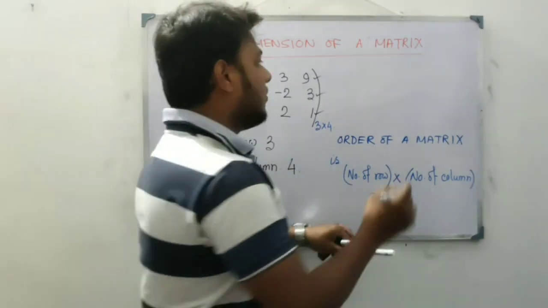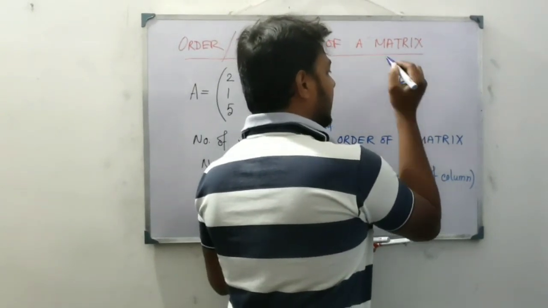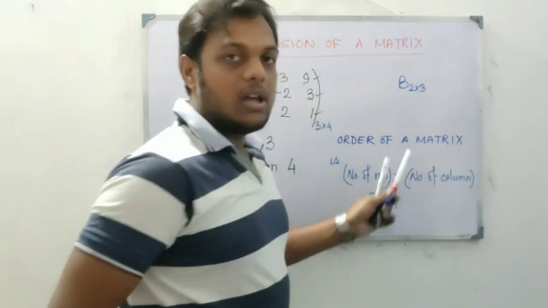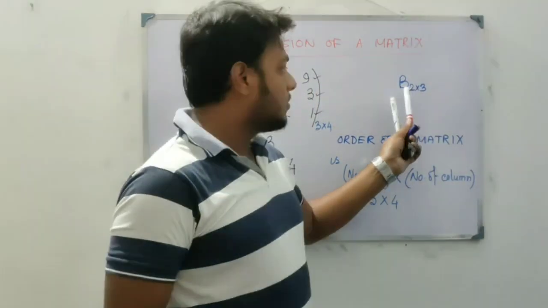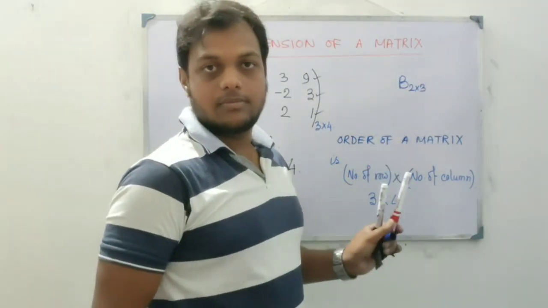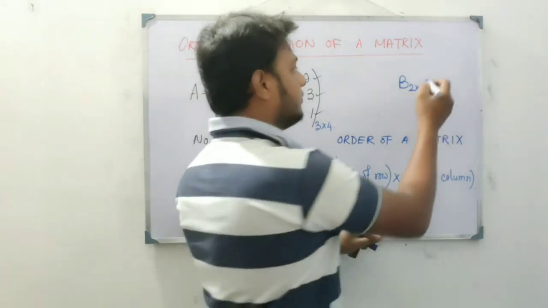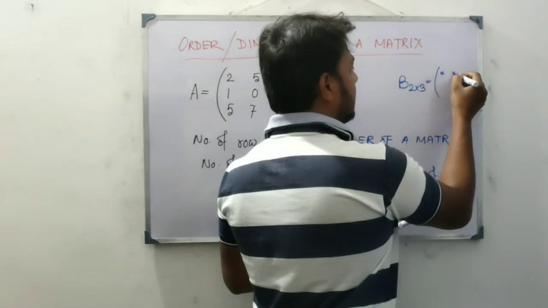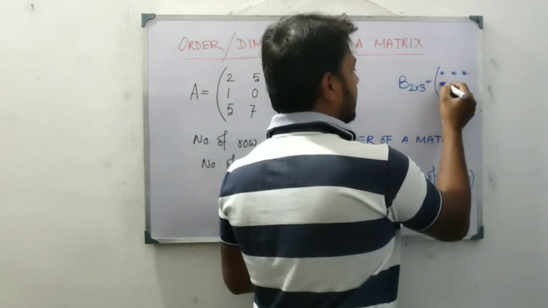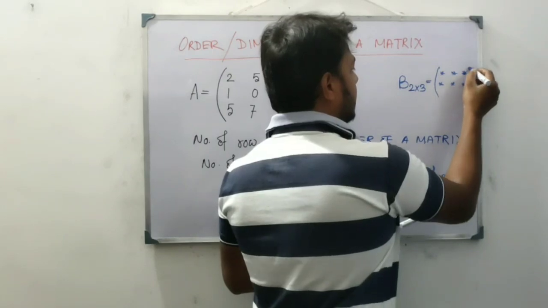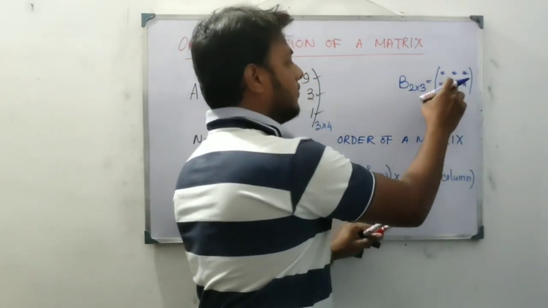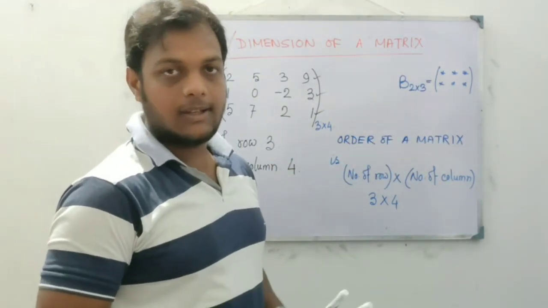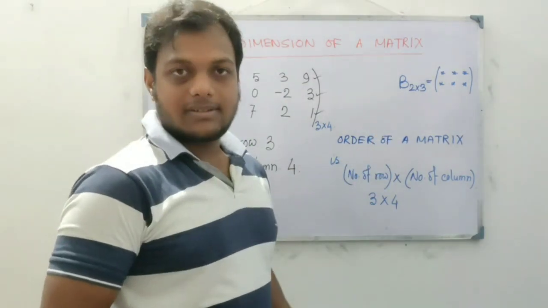Suppose I am giving you only that B is a matrix of order 2 cross 3. So easily you can identify the number of rows and number of columns. How many rows are there? 2 rows are there and 3 columns. So this matrix will have 2 rows, that means some entries will be there, and 3 columns. In the place of star there will be some entries, some data. Clear? So this is the order of a matrix.